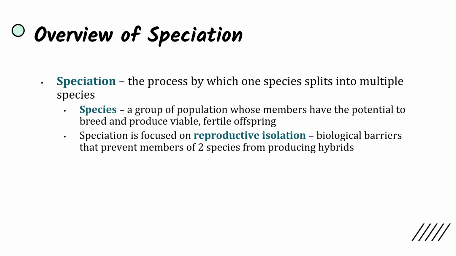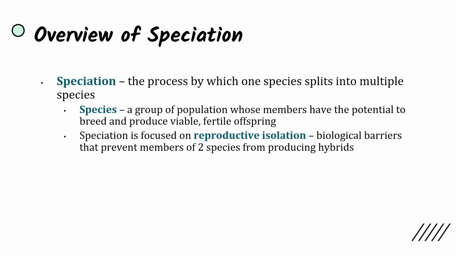So, speciation is the process by which one species splits into multiple species. So it's the process by which new species are created. And a species is a group of populations whose members have the potential to breed and produce viable and fertile offspring. So the offspring must be able to survive and also reproduce.